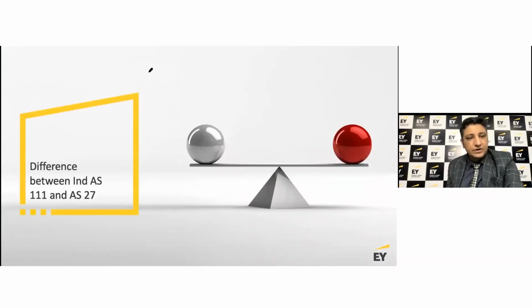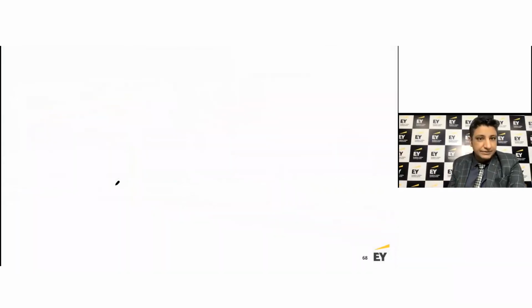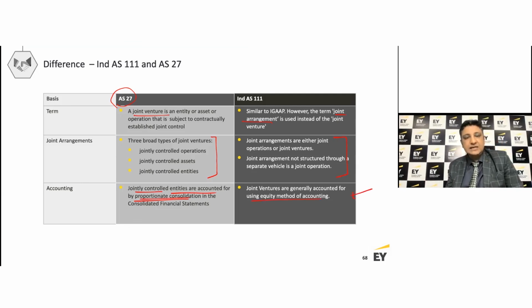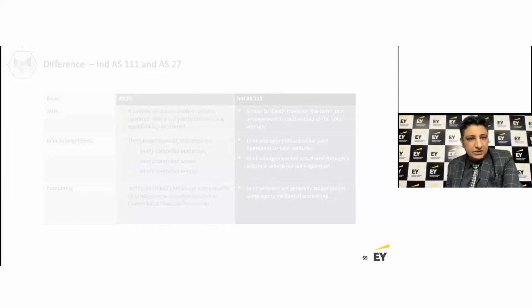The final section we want to discuss now is the differences between Ind AS 111 and AS 27. One of the differences we have already covered, so let's look at it formally. In AS 27, we had three broader types of joint ventures, but Ind AS 111 only refers to a joint operation or a joint venture, which are two different types of arrangements. From a definitions perspective, we use the word joint venture, but here we're using joint arrangement, which is a key difference. A joint operation is covered through the proportionate consolidation method, but a joint venture, within the Ind AS 111 framework, is covered through the equity method of accounting.